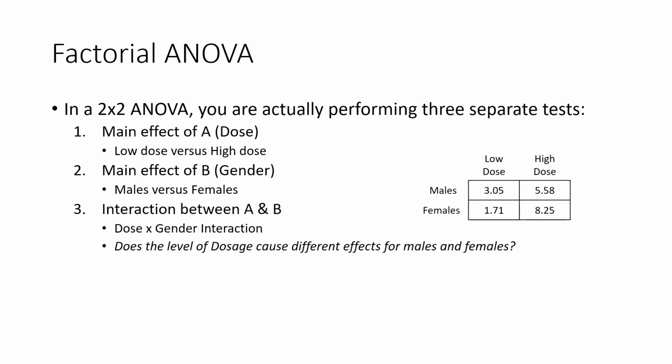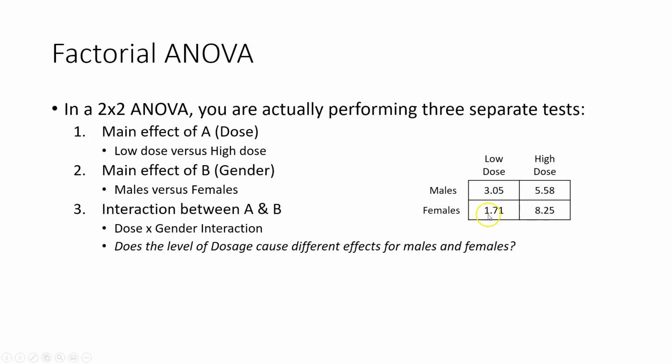You're not measuring differences across something if everybody is the same. So each of the 2 factors has to have at least 2 levels. And that is the simplest case, a 2 by 2 ANOVA. But when you run a 2 by 2 ANOVA, you're actually performing 3 separate tests. Those tests are a main effect of A, a main effect of B, and an interaction between A and B.